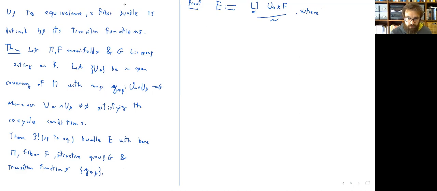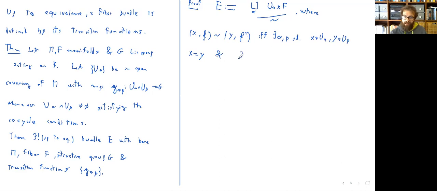You say that (x, f) is equivalent to (y, f prime) if and only if there exist alpha and beta such that x is in U alpha, y is in U beta, x is equal to y, so they're really the same element, and f prime is what it should be, so this is g alpha beta of x applied to f. So we can imagine this (y, f prime) as something in U beta times F, and this (x, f) as something in U alpha times F, and therefore this should commute like this.